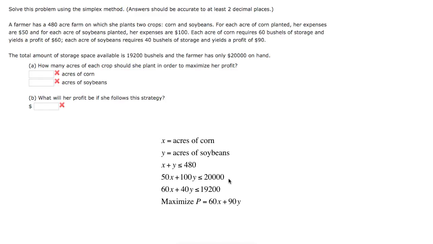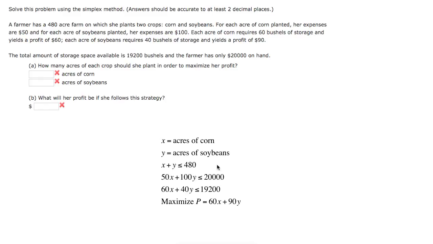The three constraints, one of them is an expenses constraint based on the amount of money she has. That's this one. There's the storage constraint based on the amount of available storage and the amount required by each of the two crops. And finally, there's the land constraint. She has only 480 acres. So the acres planted in corn plus the acres planted in soybeans cannot exceed that available acreage.